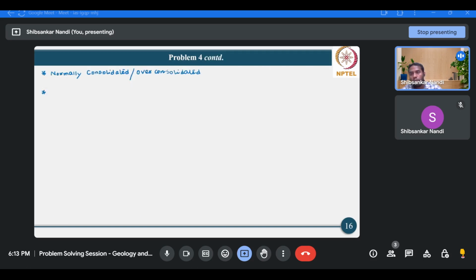Once it's known, if we talk about the primary consolidation settlement of a normally consolidated soil, Sc will be Cc divided by (1 + e0), multiplied by H, multiplied by log of (sigma 0 prime + delta sigma prime) divided by sigma 0 prime. So this is for normally consolidated soil. Okay.